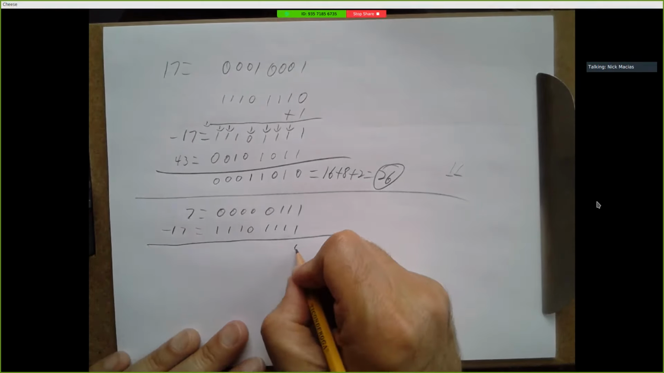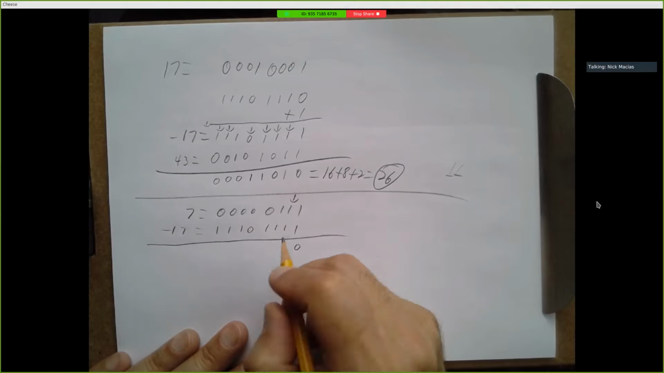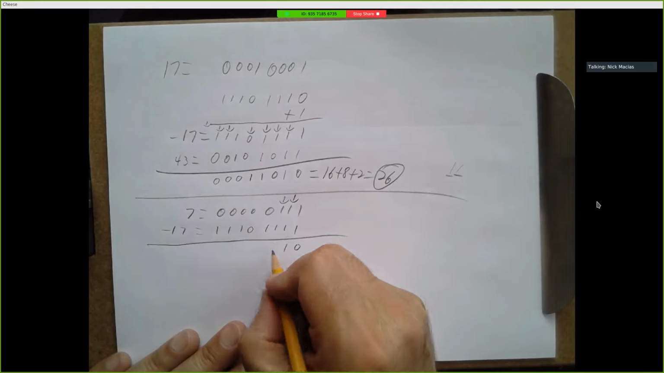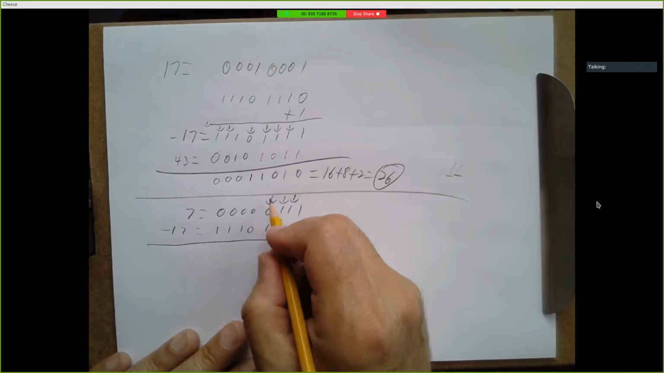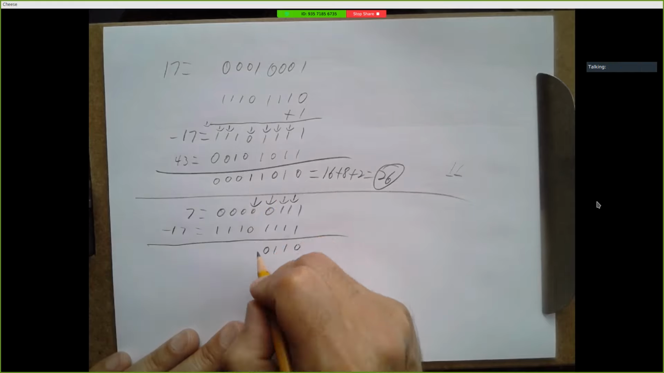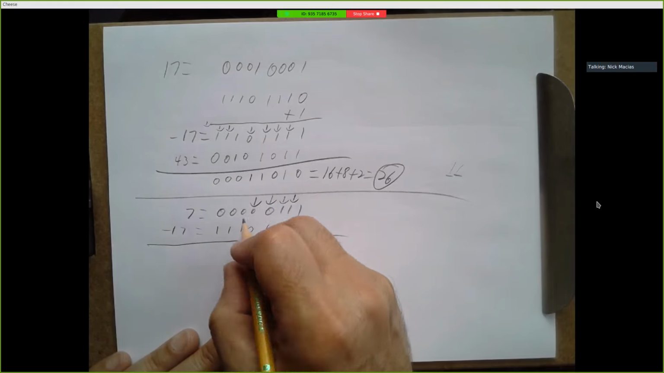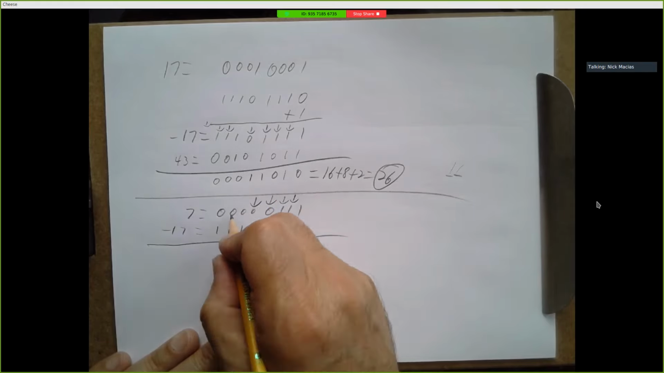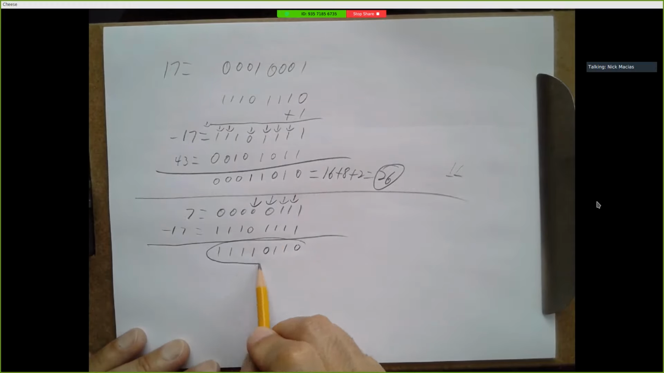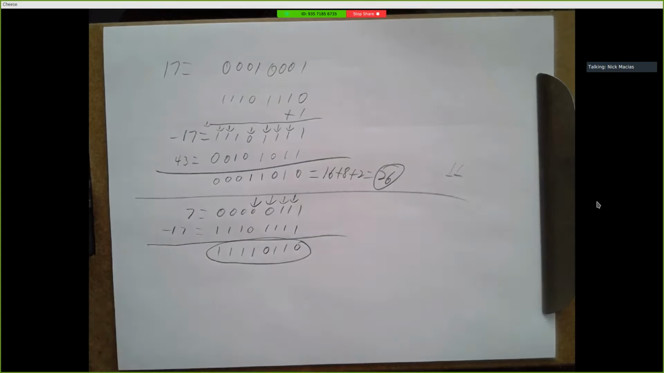So 1 and 1 is 2. That's a 0, carry the 1. 1, 1, 1 is 3. So there's a 1, carry the 1. There's another 3. 1, 0, 1. That's a 2. So that's a 0, carry the 1. 1, 0, 0 is 1. 0 and 1 is 1, 0 and 1 is 1, 0 and 1 is 1. So this is the binary representation of 7 minus 17.